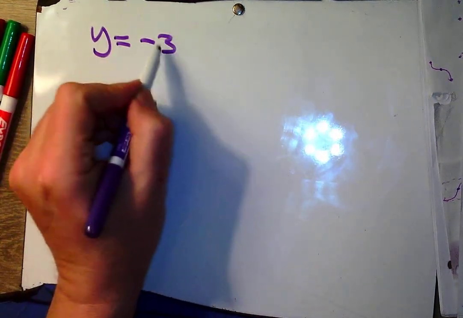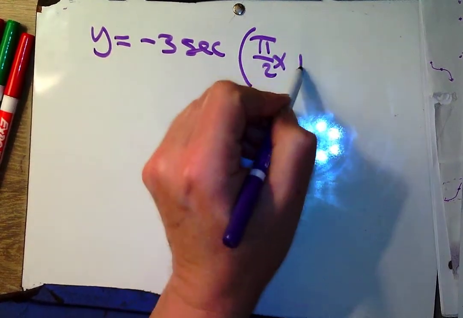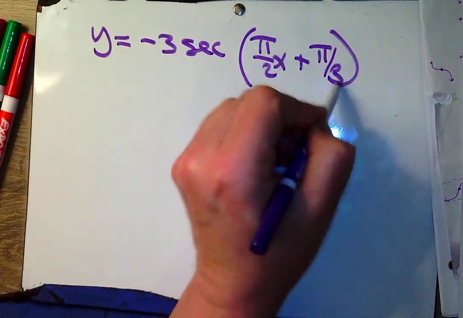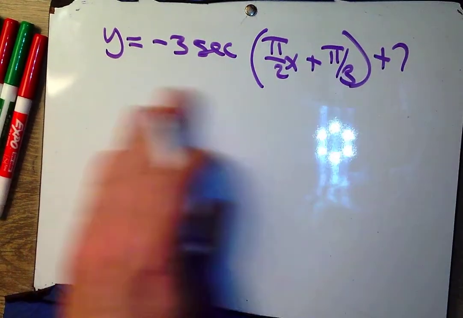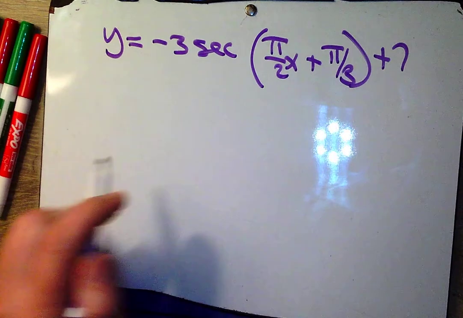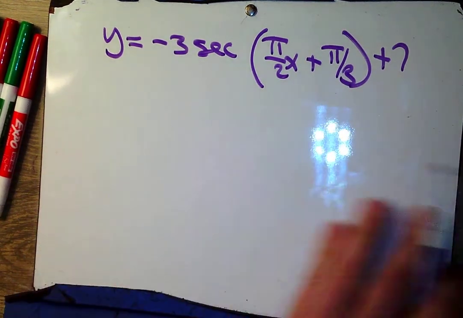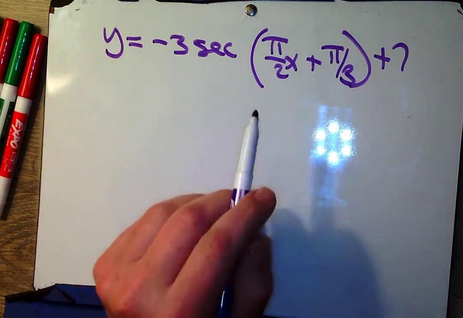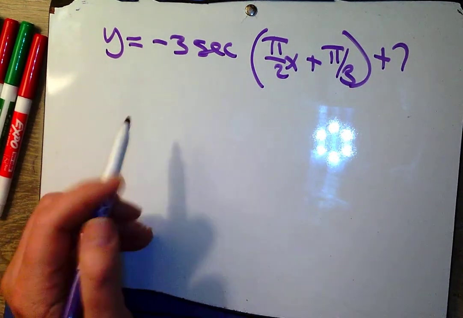Hey, so we were here graphing this one, y equals -3 secant of (pi over 2 x plus pi over 3) plus 7. Okay, so please give that one a go. Give it a try. This is certainly a reasonable CFA or quiz or test level question, and certainly something worthy of the graphing portion of our final.